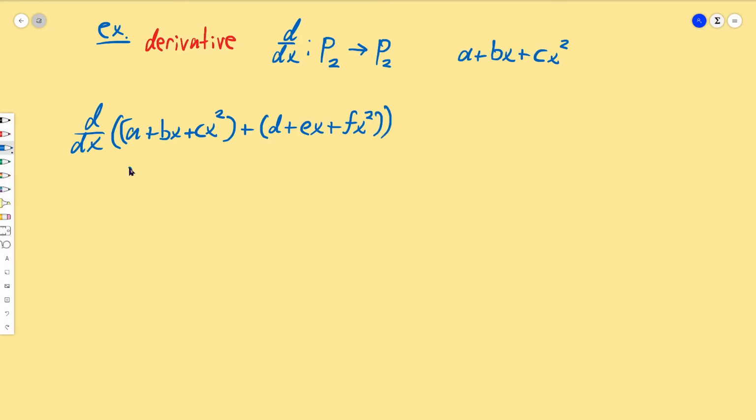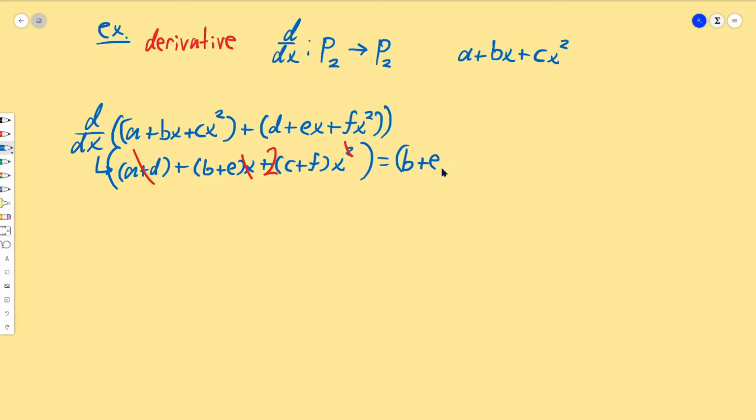Well, the sum of these is going to be (a plus d), that's the constant term, plus (b plus e) times x, that's the linear term, plus (c plus f) times x squared, that's the quadratic term. Now when I apply the map to this, the result that I get is, well, the constant term vanishes, the linear term just becomes a constant term, so the x goes away, and in the quadratic term, my exponent decrements from 2 to 1, so I just am left with an x, and the 2 multiplies out front.